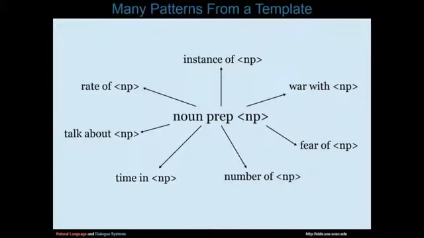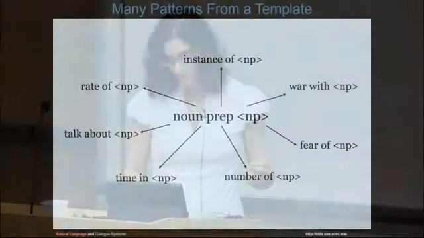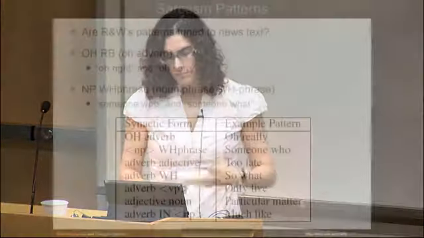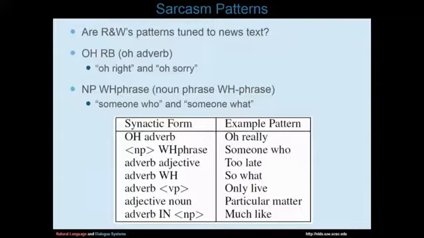As some more examples, this template, noun prep noun phrase, can match any of these examples that we find in our text. But we ask the question, are these templates tailored to the subjectivity domain for which they were developed? So we also look at our data and try to develop our own sarcastic cues or sarcastic patterns. So here are some examples. Oh adverb, oh right, and oh sorry appear a lot in our data.